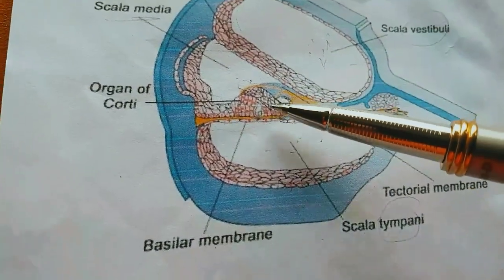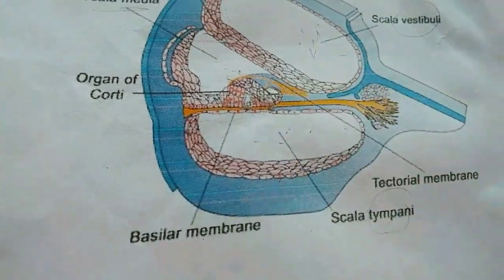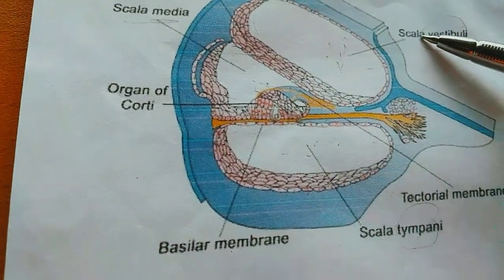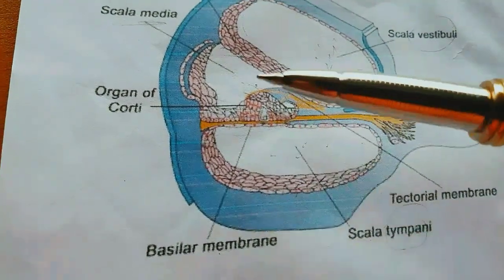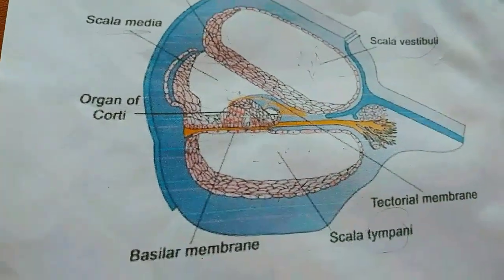As a consequence, the afferent nerves associated with the basal end of the hair cells will generate impulses, and these impulses are carried to the auditory cortex of the brain through afferent fibers via the auditory nerves, where the impulses are analyzed and our sound is recognized.